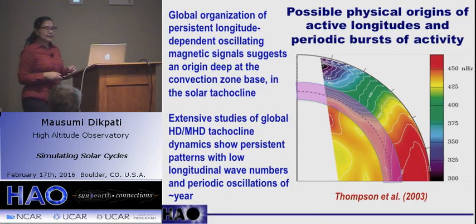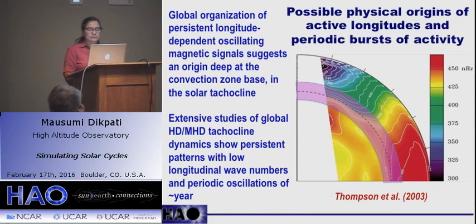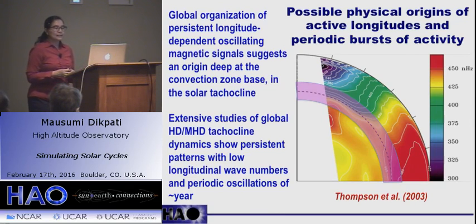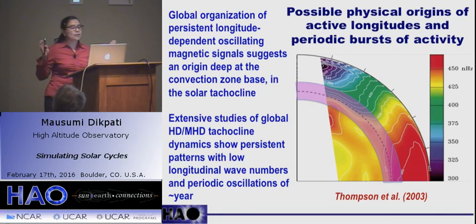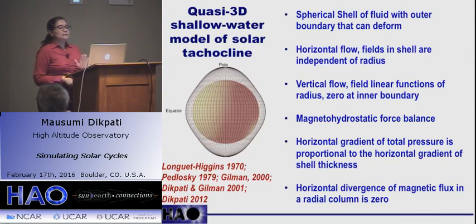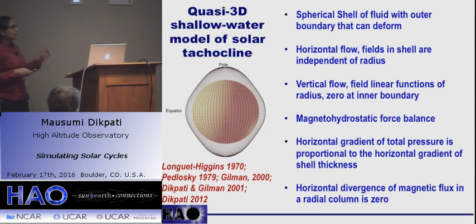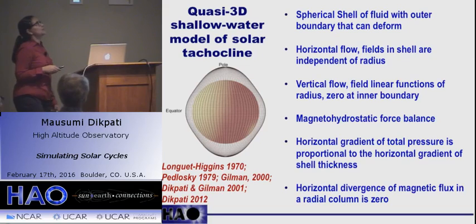Extensive studies of Tachocline dynamics in 2D, quasi-3D and 3D indicate that there are instabilities, and these instabilities produce patterns with large-scale longitudinal modes with low longitudinal wave number, as well as periodic oscillations of a few years to a few months. So I want to describe Tachocline instabilities in order to show you how to explain the longitude-dependent features.